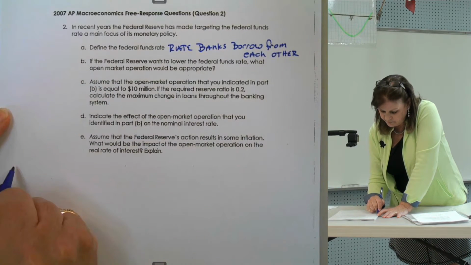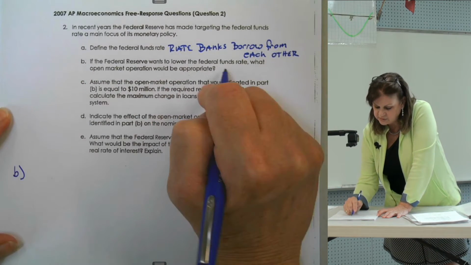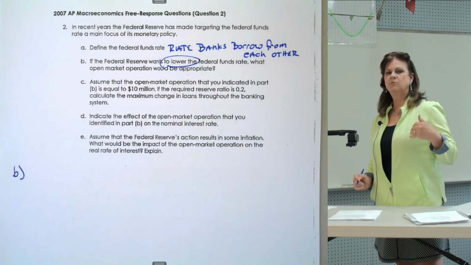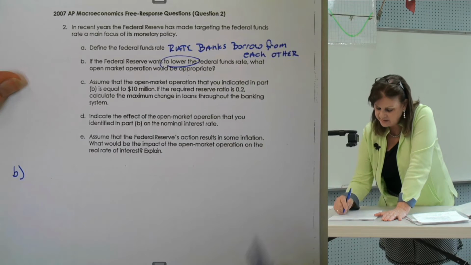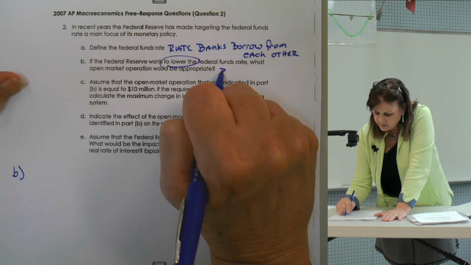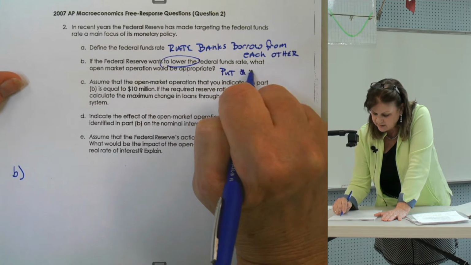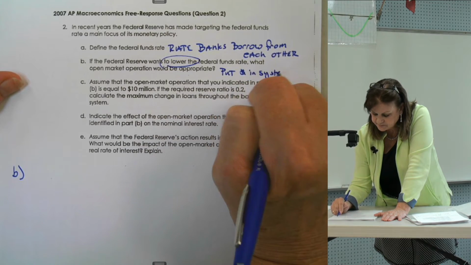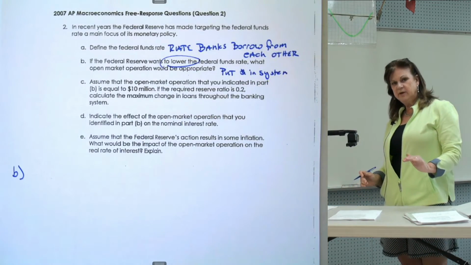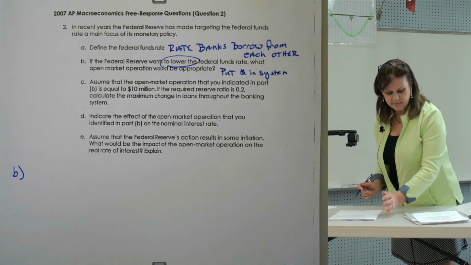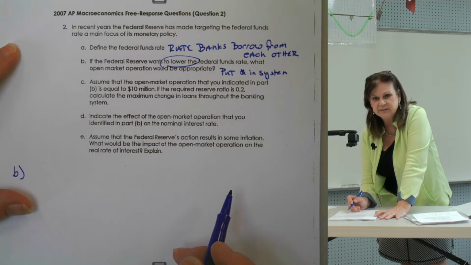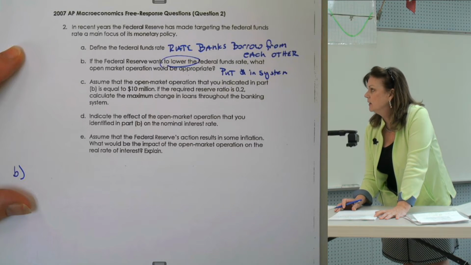So they want to lower the Fed funds rate. They want to lower the borrowing rates. Why would they want to do that? Because they want to put money in the system, right? If they lower the rates, banks will be able to lend out more money. Why would they want to put money in the system? Because we must be in some sort of a recessionary period.